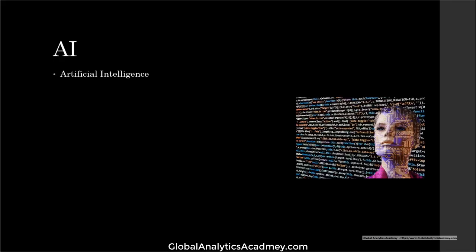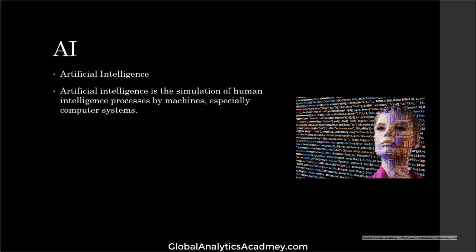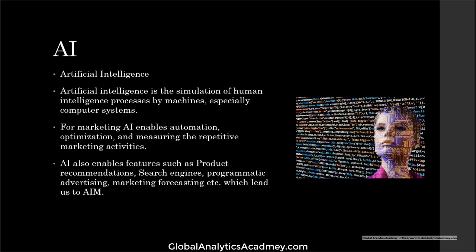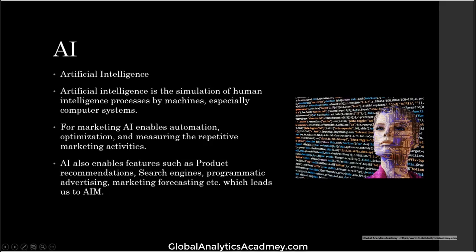AI. AI stands for artificial intelligence. Artificial intelligence is the simulation of human intelligence processes by machines, especially computer systems. For marketing, AI enables automation, optimization, and measuring of repetitive marketing activities. AI also enables features such as product recommendations, search engines, programmatic advertising, marketing forecasting, etc.